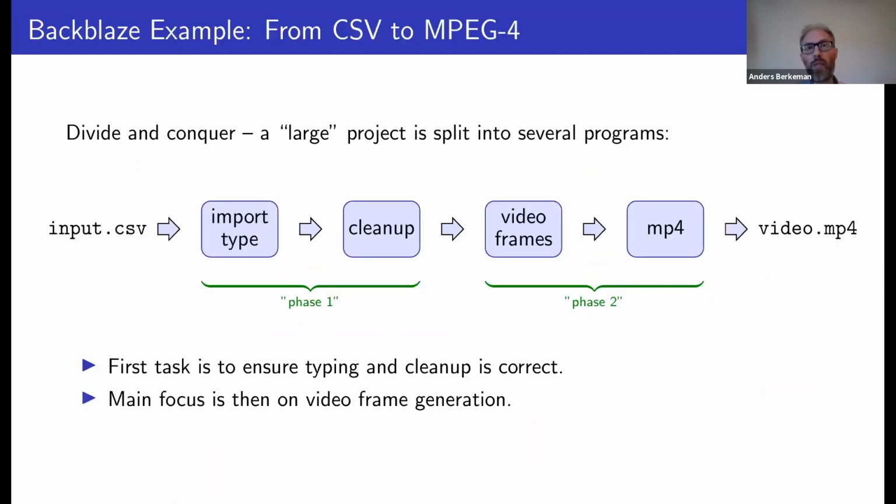Let's now move back to the Backblaze example. A program of this size is typically not implemented using a single program. Instead, we rely on divide and conquer and separate the project into a set of programs that each solve one part of the total problem. The main tasks in this data to video product are importing and typing all the CSV files, do the required amending to get the dataset in perfect shape, render all the video frames, and then encode all these frames into a single video file. This project has 2 main phases, where the first is to import, type, and amend the data, the preparation phase. And the second phase is the creative part, where we use the imported data to create the frames in the video file.